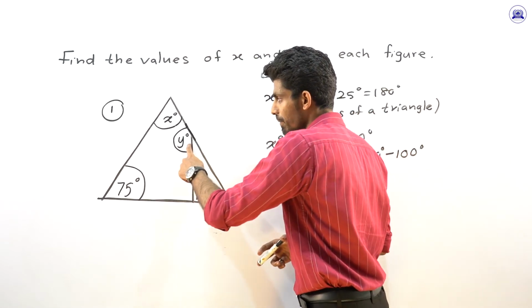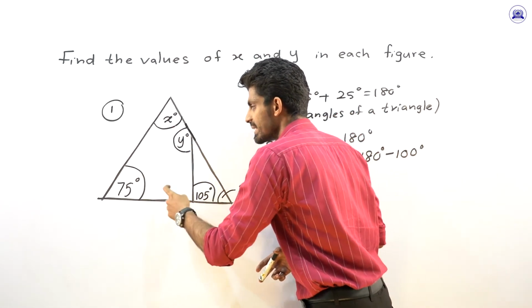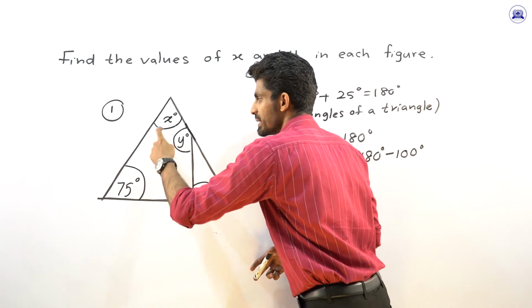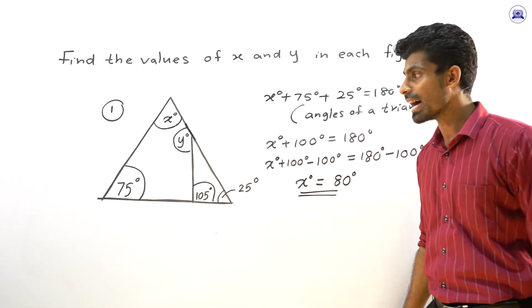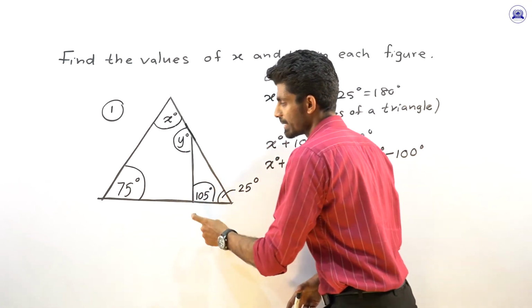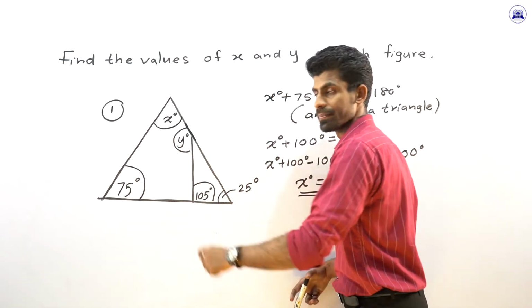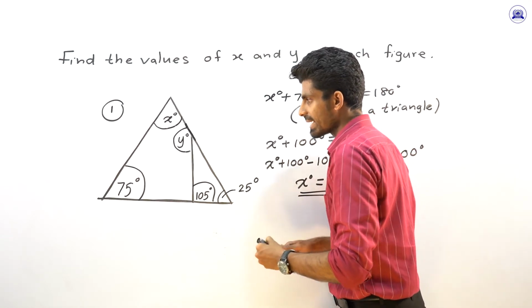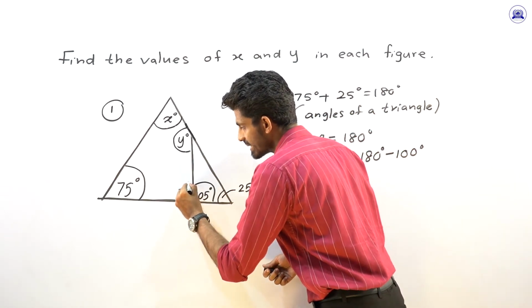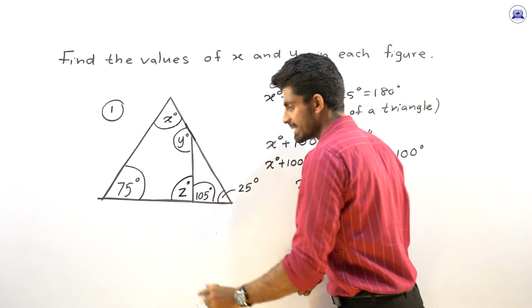To find the value of y, you need to consider this quadrilateral, right? To consider this quadrilateral, you need to find out the value here. So I will take that one as z.